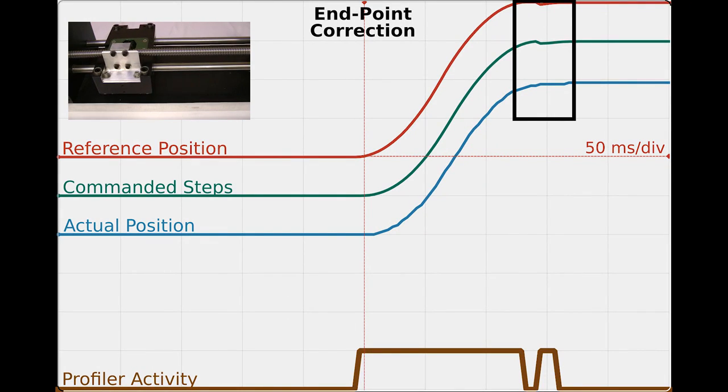Now we're going to profile the same series of moves as before, but this time we're going to use endpoint correction. We will issue a correction move that is the exact same value as the error magnitude. If we take a look at the scope capture at the commanded position, actual position, and motion profiling signal, we see that after the initial commanded move is complete, the controller issues another move. The position error following the correction move is 0.